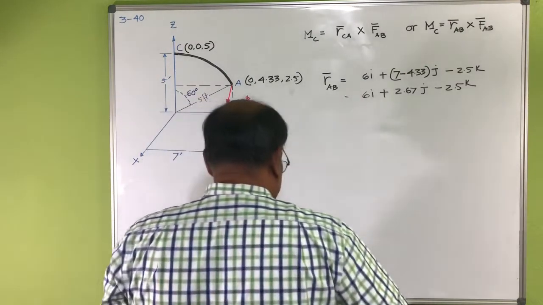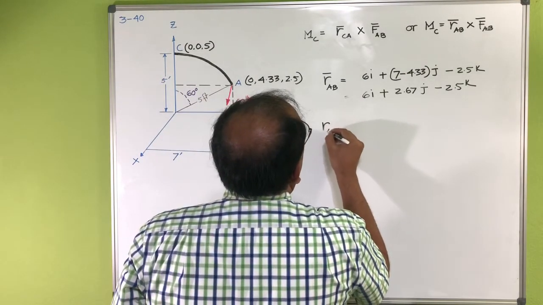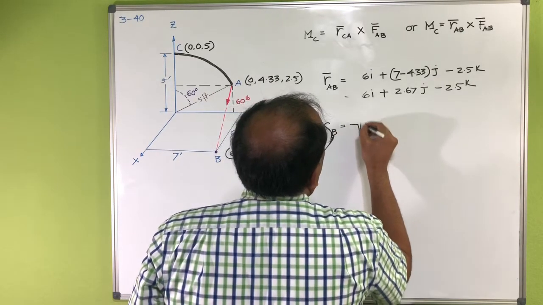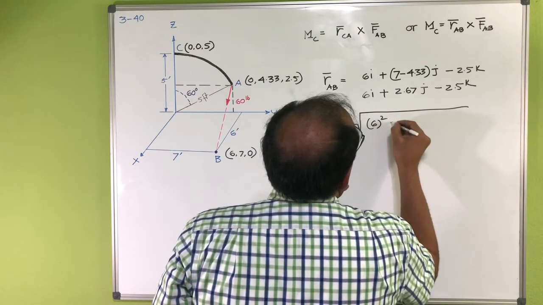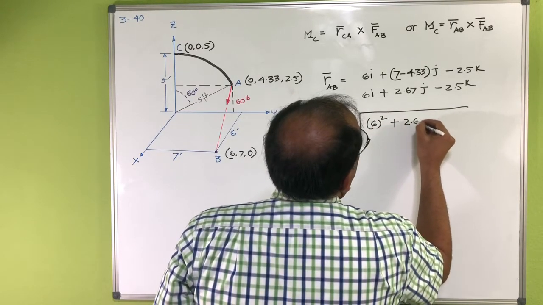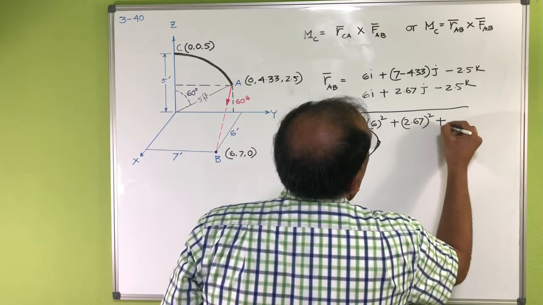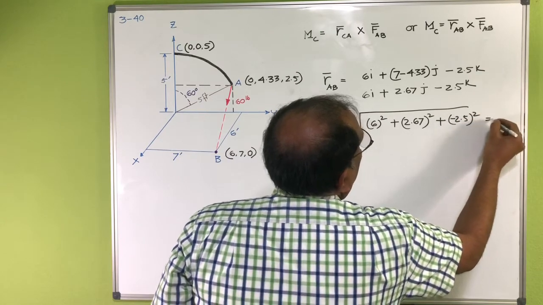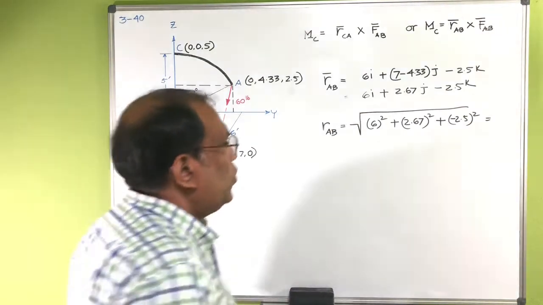To find the unit vector, you need to know the magnitude of RAB. So the magnitude of RAB is basically 6 square plus 2.67 square plus 2.5 square. That's basically 7.03.